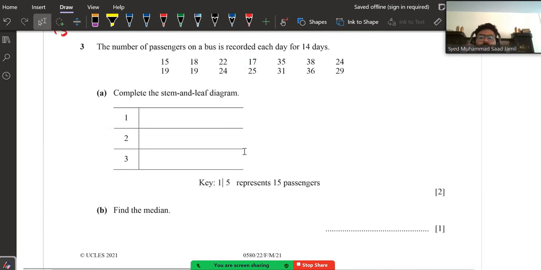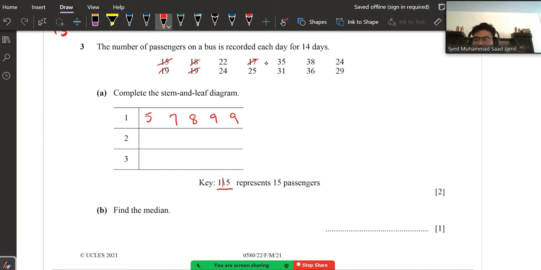Moving on to question number 3, it says the diagram of passengers of the bus is recorded each day for 14 days. Okay? So basically it is always important to notice the key. 1-5 basically means 15. So basically you always start in ascending order. Start with the smallest number. First one is 15. Then you have 17. Then you have 18. You just write 8 because 1 is already there. Then you have 19. And then you have another 19.